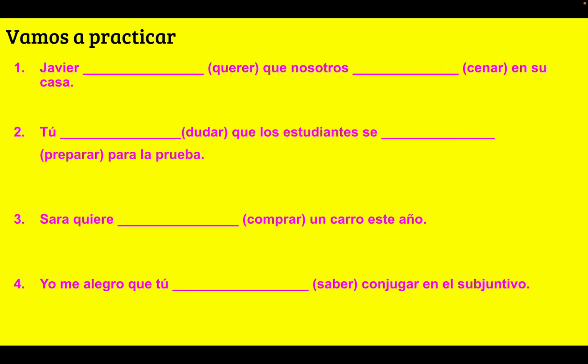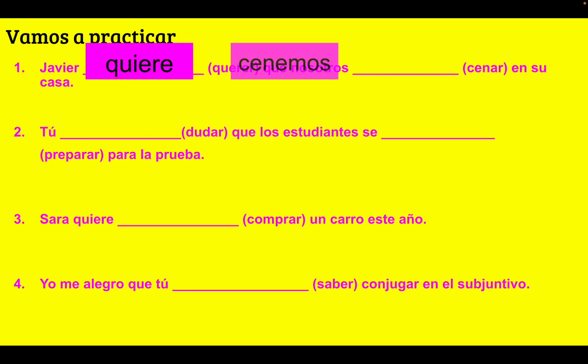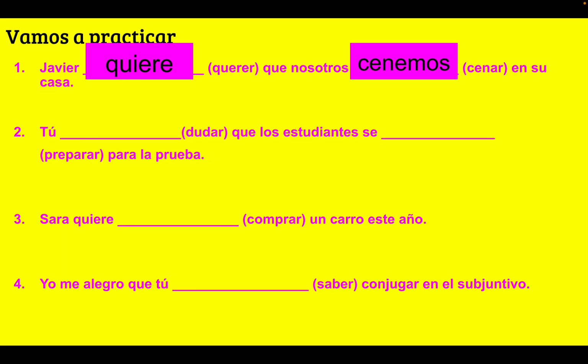Vamos a practicar. Número 1. Javier, querer que nosotros cenar en su casa. Querer is going to have to be in the present indicative. It's a wish, it's a desire. Que nosotros, that second part, must be in the subjunctive. Javier quiere que nosotros cenemos en su casa.